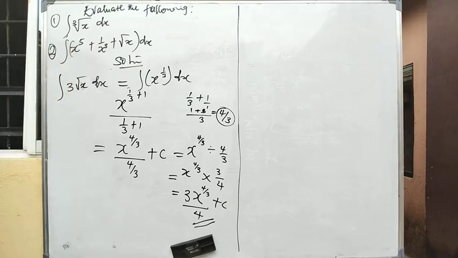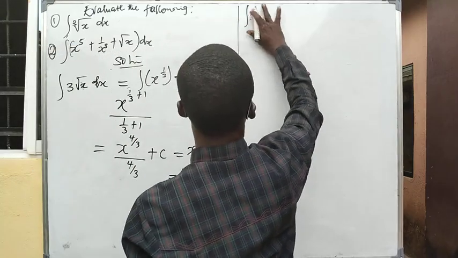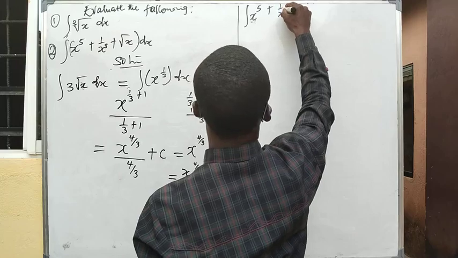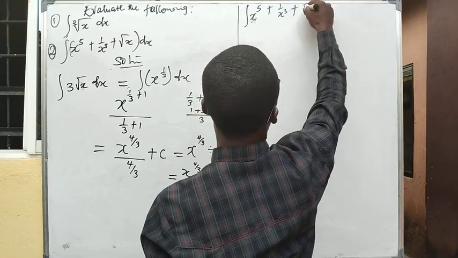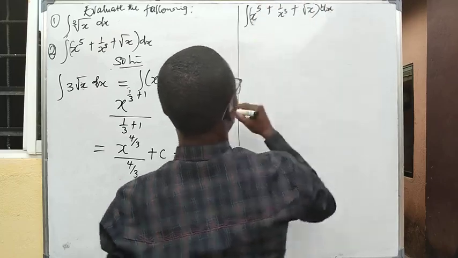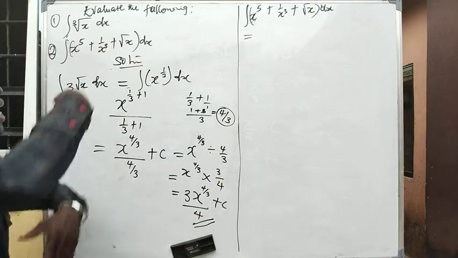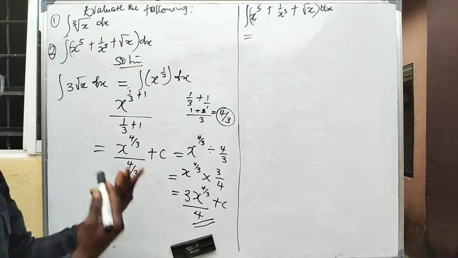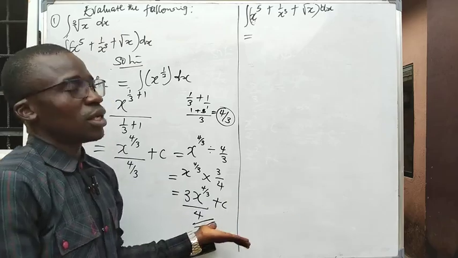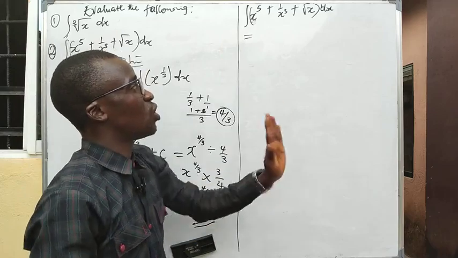Then number 2, we have the integral of x raised to power 5 plus 1 over x raised to power 3 plus square root of x, dx. Still remain the same. First of all, rewrite them. They may look ambiguous, and if they do, you disambiguate them. It's not a big deal. Just make them look as simple as you will understand.